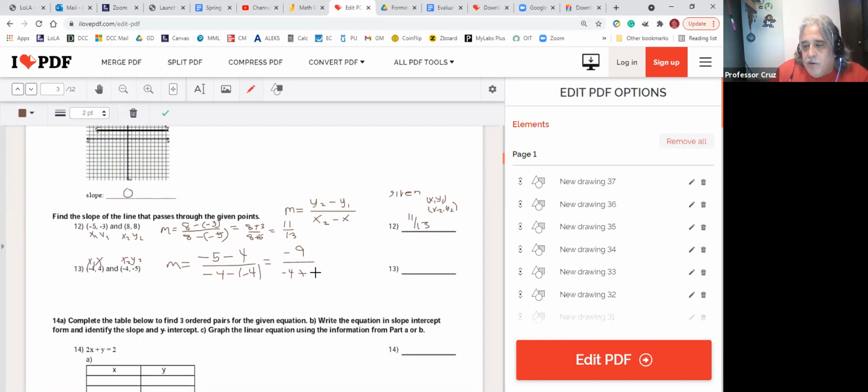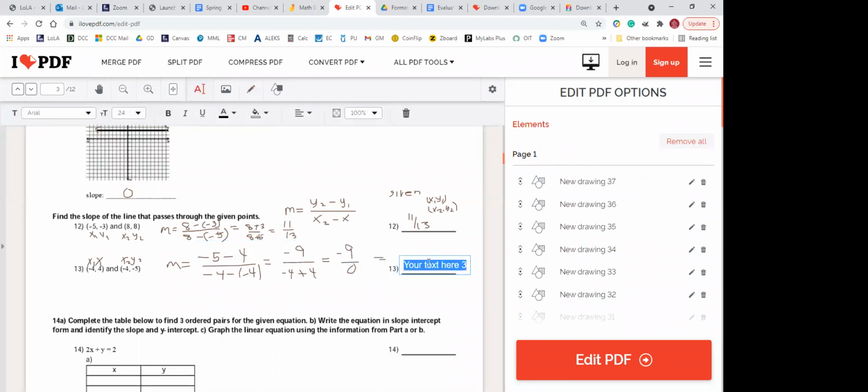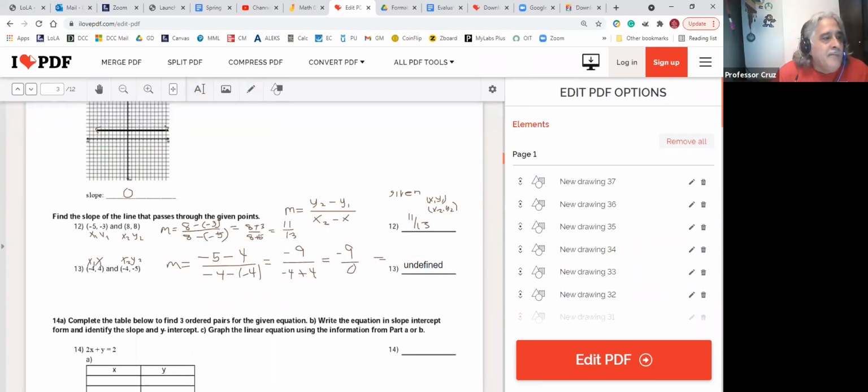Now what happens on this one? Again, this is an undefined slope. Look. Okay?